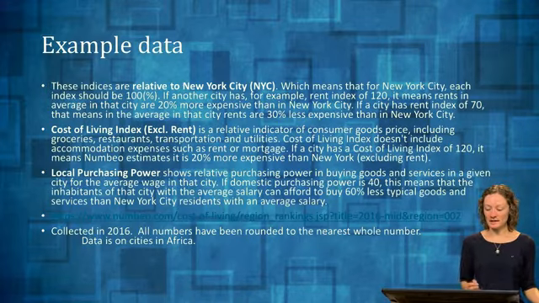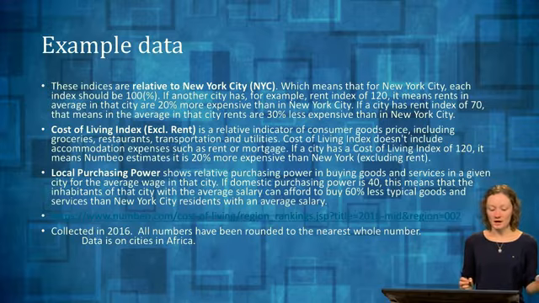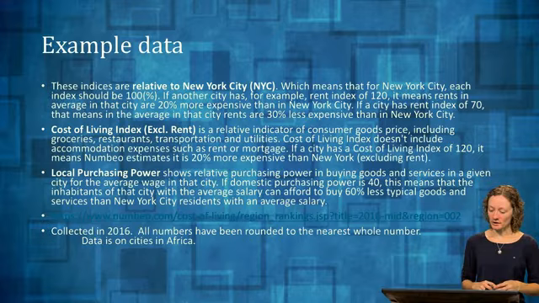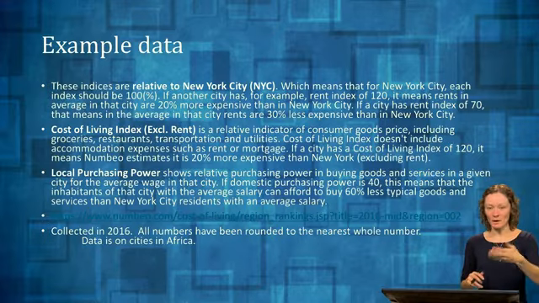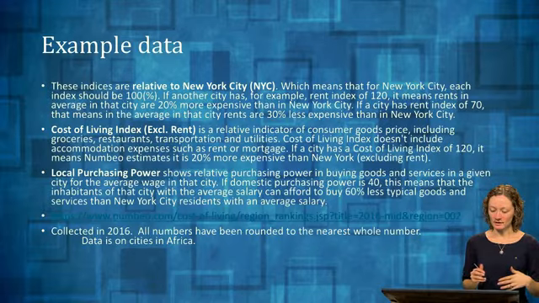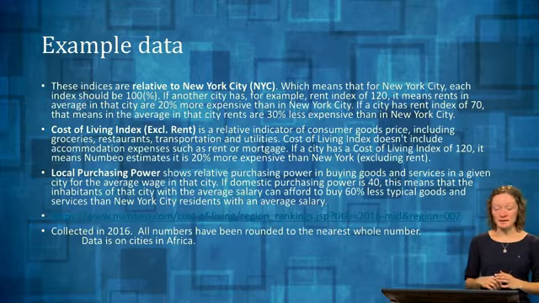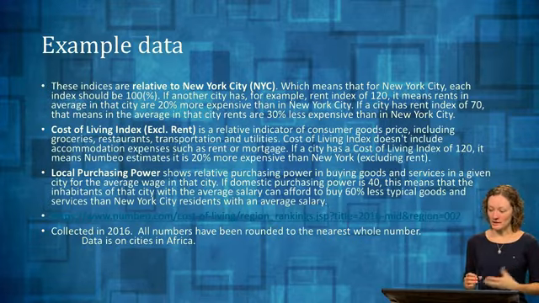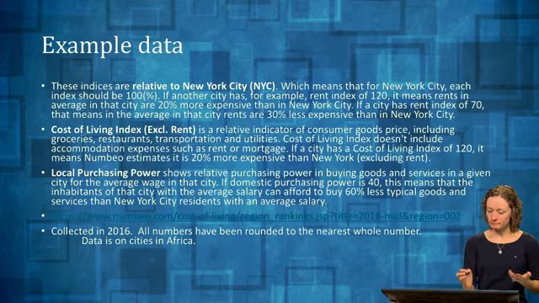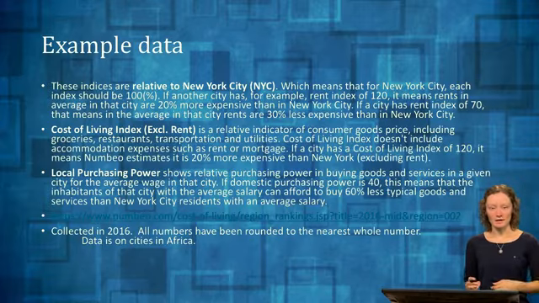This is a relative indicator of consumer goods price, groceries, restaurants, transportation, utilities. It doesn't include accommodations like rent or mortgage. And again, if it's 120, that means it's more expensive than New York. And if it's lower, then it would be less than New York. And the other one, local purchasing power. This basically tells you how much you could get for the money that you have. Domestic purchasing power is 40. Again, 60% less. You could get 60% less than a resident in New York City with an average salary.